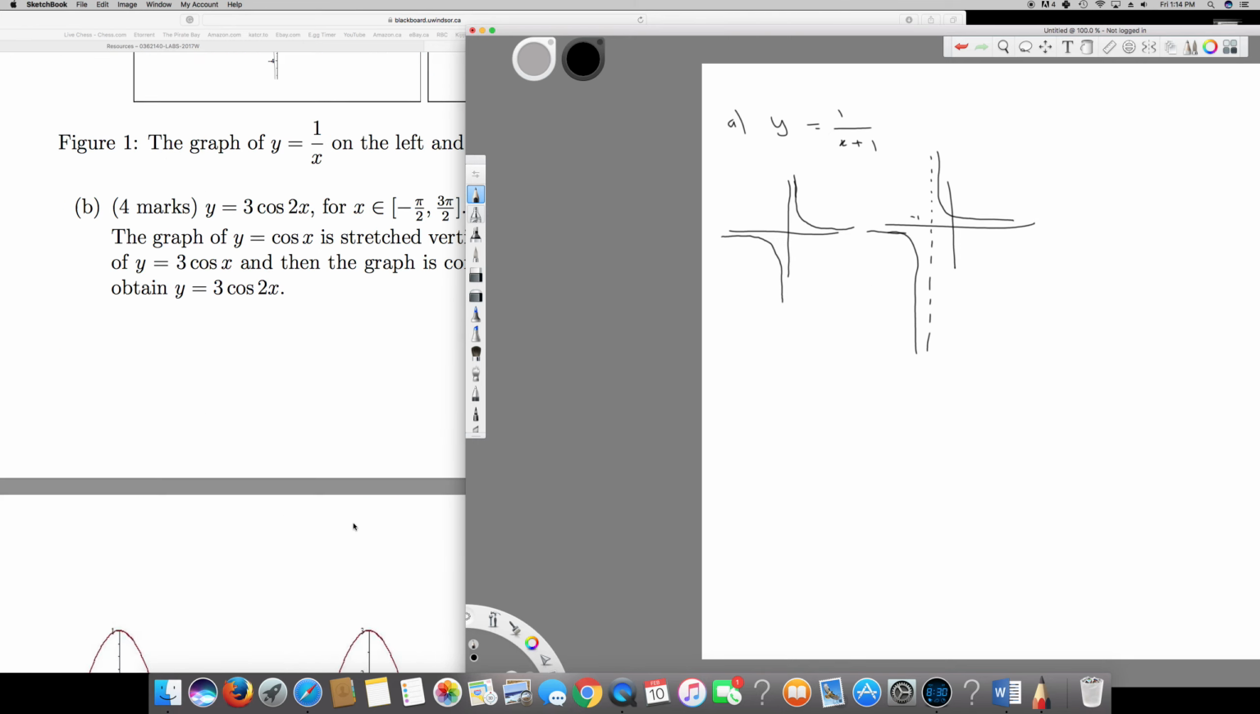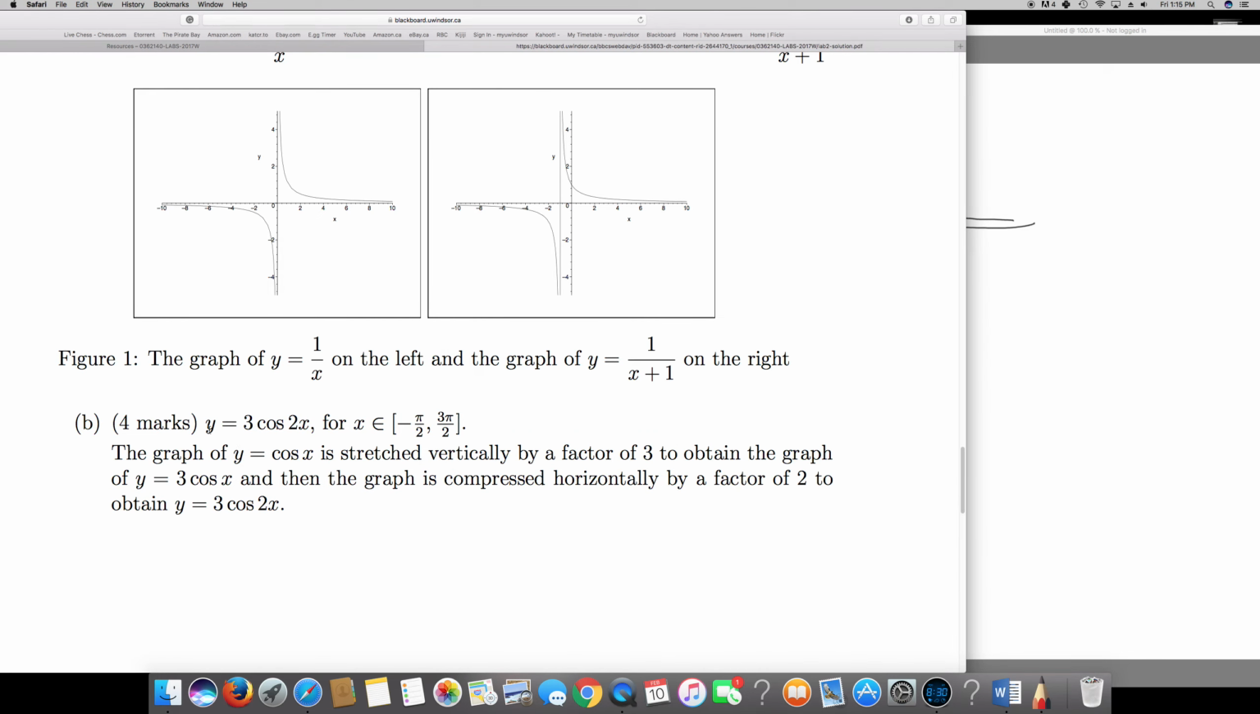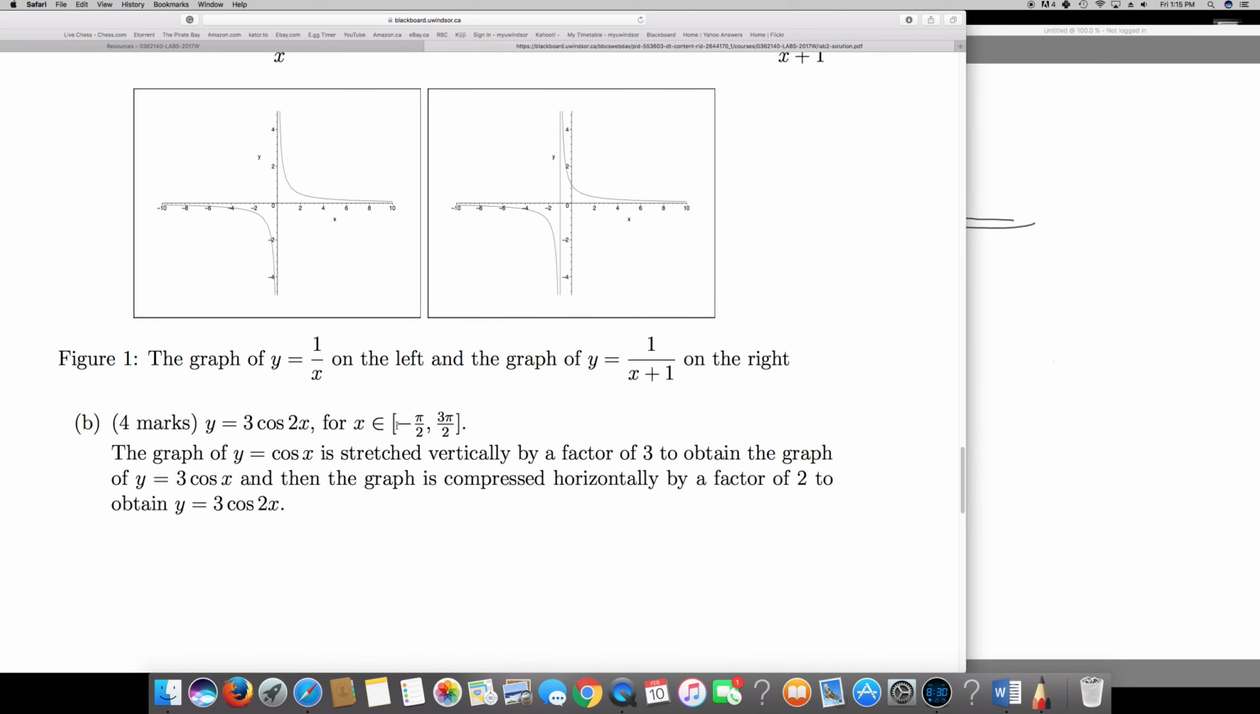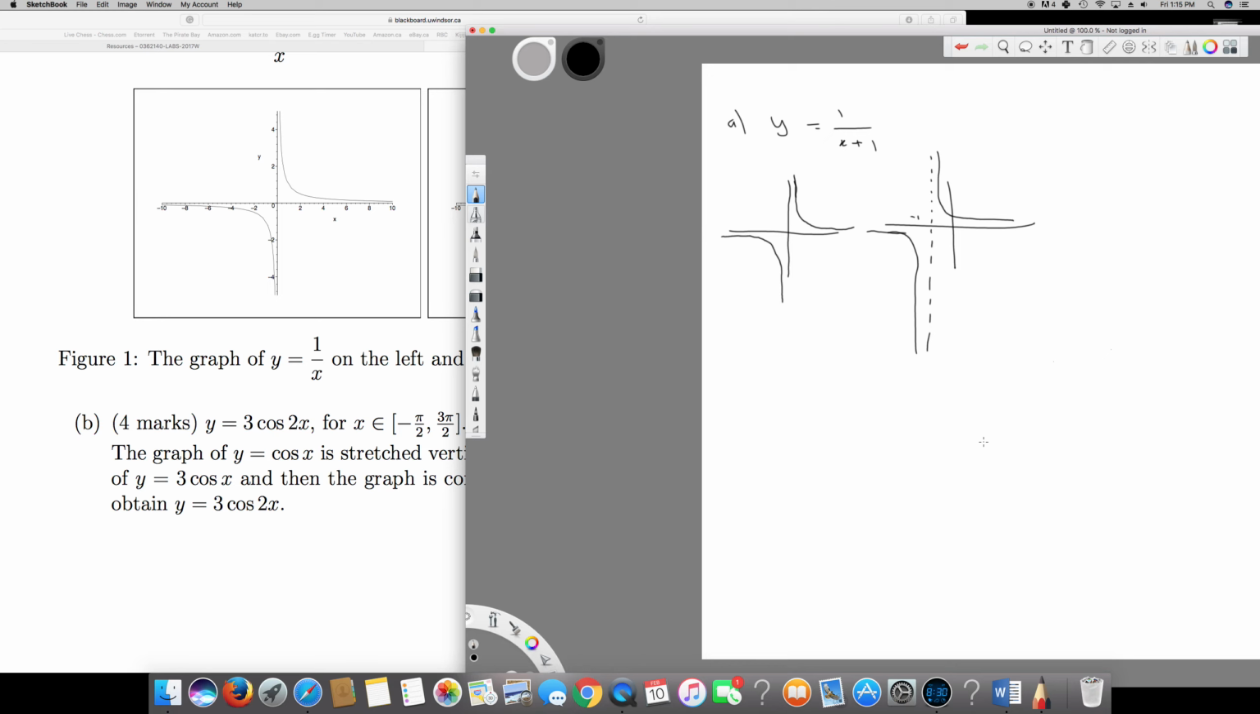And the B question is asking y is equal to 3 cos 2x. That's the question. And they have limited the interval to negative 5π by 2 to 5π by 2. So first of all, I have to draw the graph of y is equal to cos x.